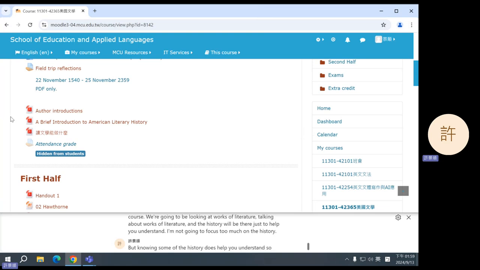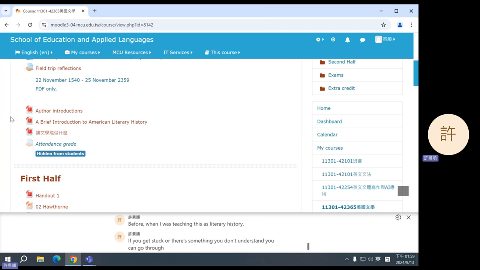So I have given you the file that I used before when I was teaching this as literary history. And hopefully, if you get stuck or there's something you don't understand, you can go through this file, look up some key terms, learn a bit about American history, and that might help you understand.